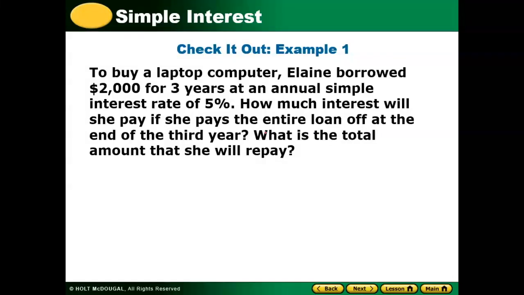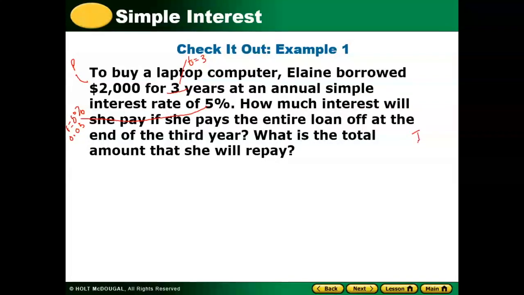Okay, example 2. To buy a laptop computer, Elaine borrowed $2,000. So this is how much she's borrowed. We know that's her principal for 3 years. So again, our T is equal to 3. At an annual simple interest rate of 5%. So R is equal to 5%, but we always want that as a decimal, so we're going to get 0.05 as our rate. How much interest will she pay if she pays the entire loan off at the end of the 3rd year? What is the total amount she will repay?